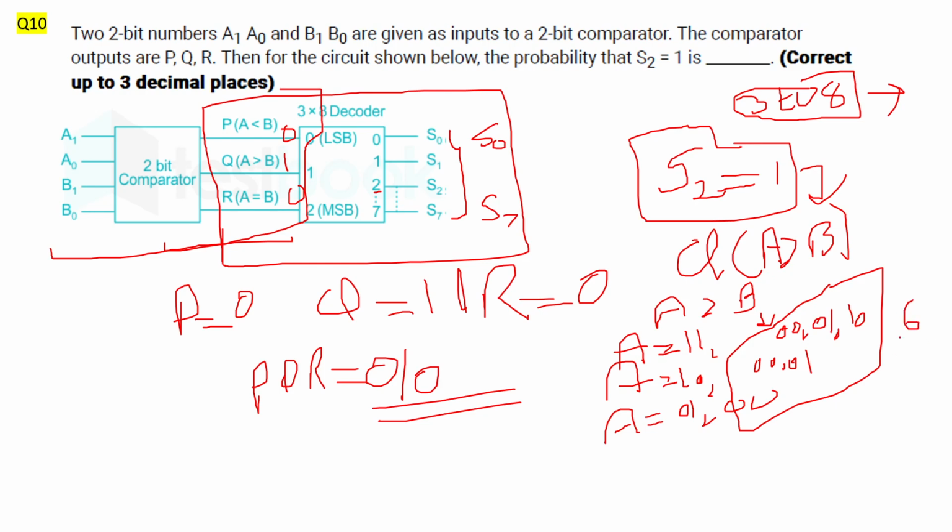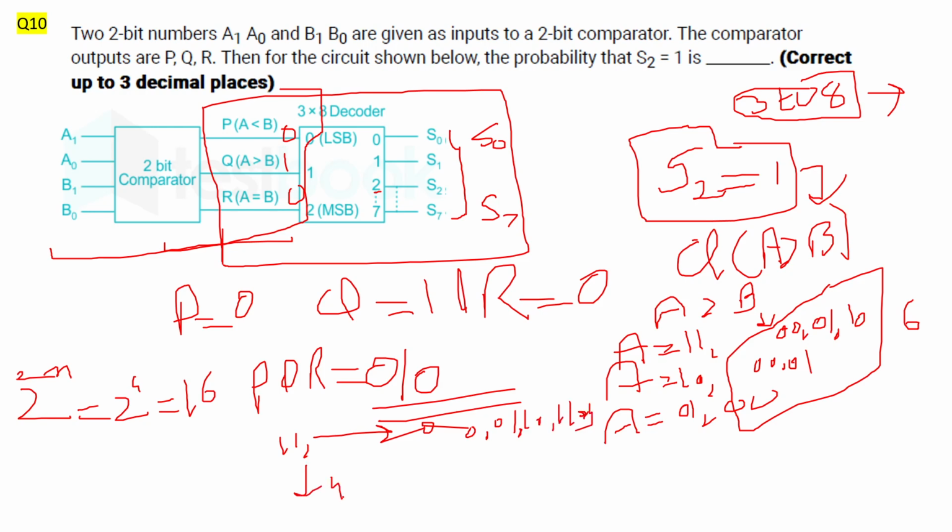So 6 possible cases out of how many possible cases? There are 16 possible cases, 2 to the power 2n, 2 to the power 2 into 4, 16. You can also have it like this. So 1, 1 will be compared with 0, 0, 0, 1, 1, 0, 1, 1. So these are 4 and these are 4 times. So 4 times 4 is 16. So there are a total of 16 cases and 6 are our favorable outcomes.